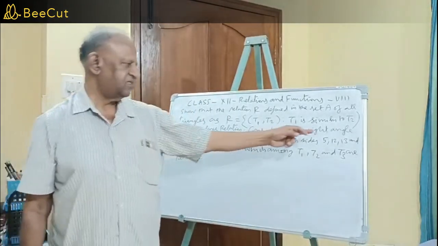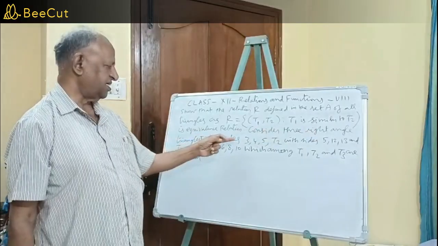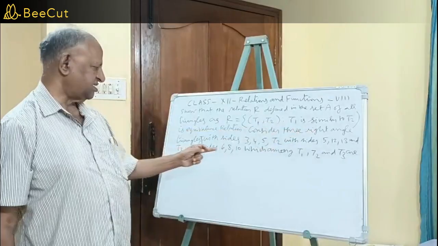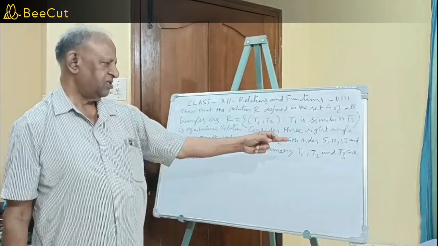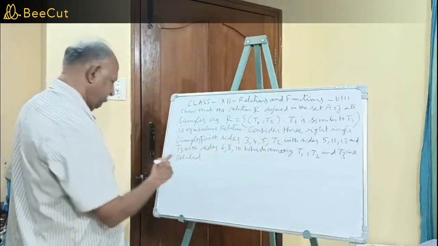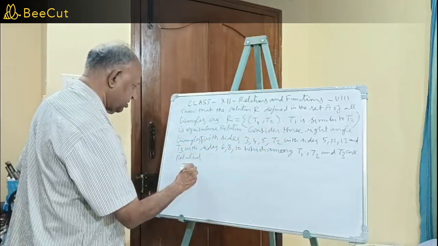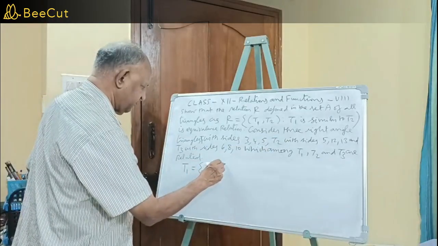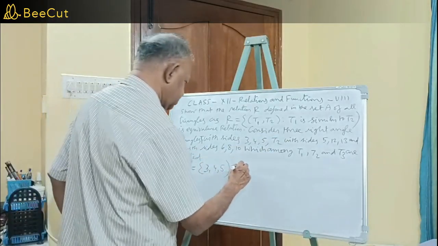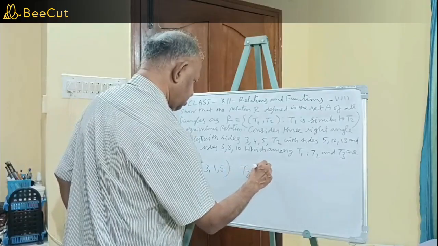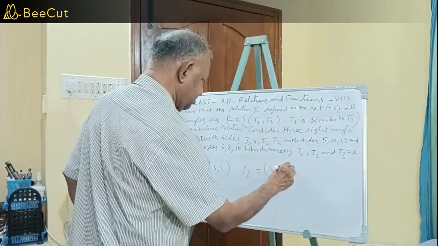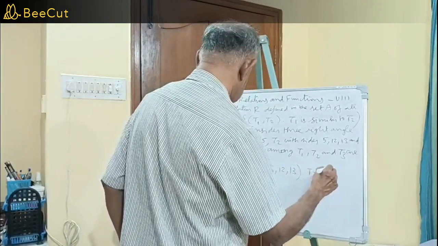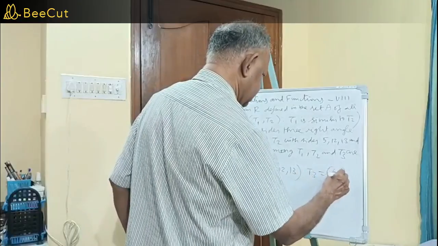Next part is: consider the three right angle triangles T1 with sides 3, 4, 5, T2 with sides 5, 12, 13 and T3 with sides 6, 8, 10. Which among T1, T2 and T3 are related? T1 is equal to 3, 4, 5. T2 is equal to 5, 12, 13. T3 is equal to 6, 8, 10.